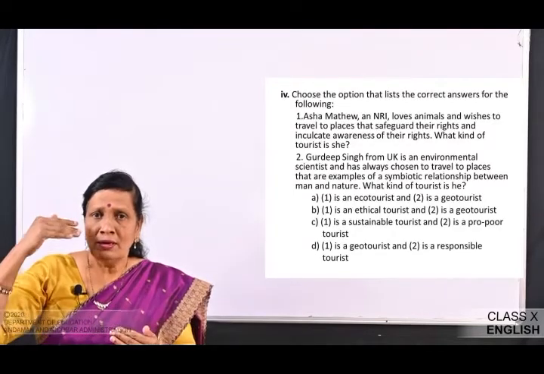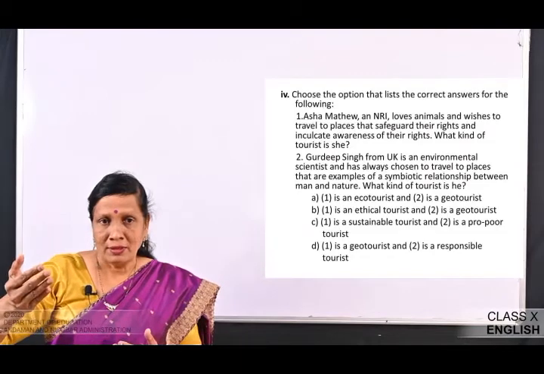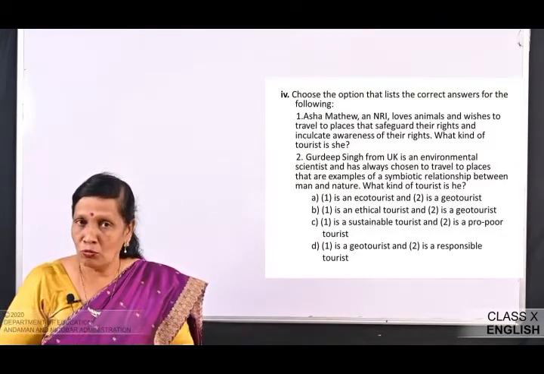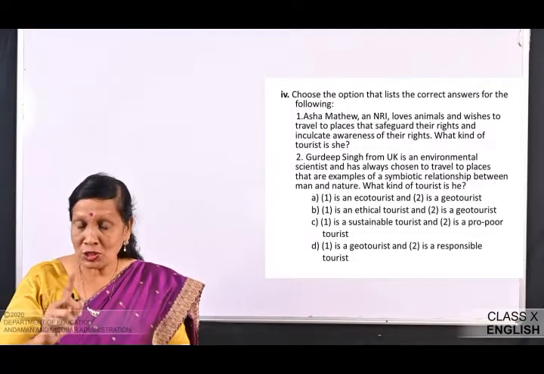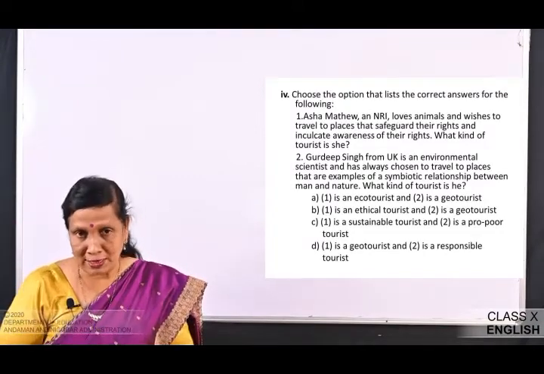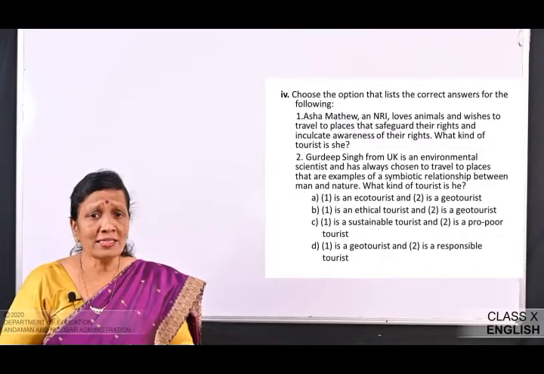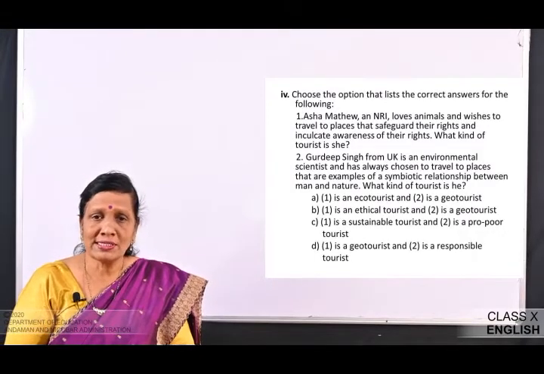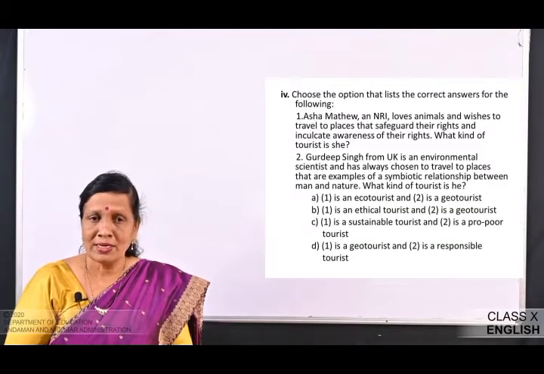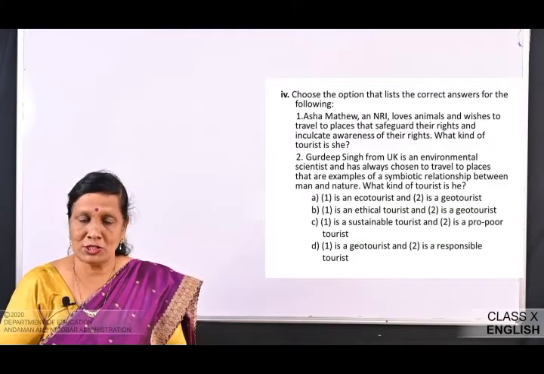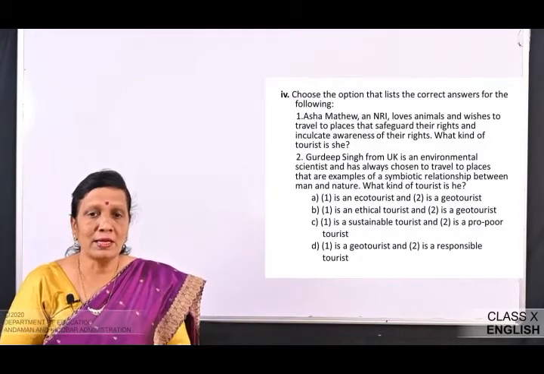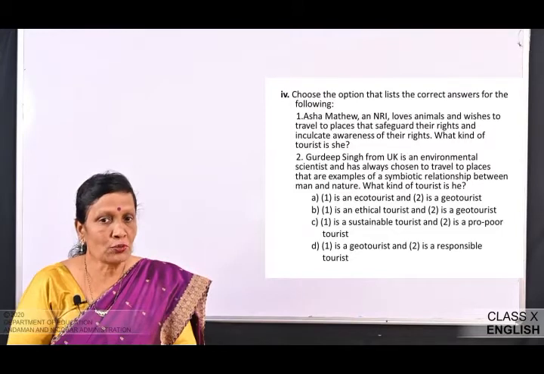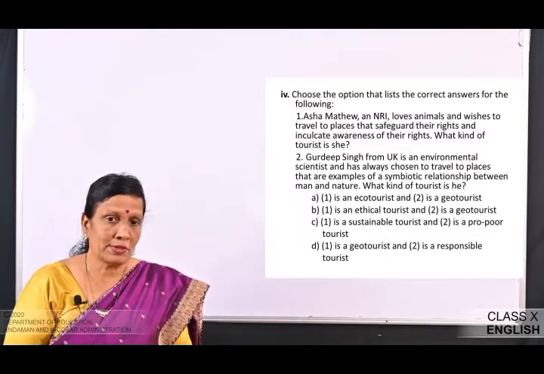So, children, we had seen in the passage the definition of different types of tourism was given, isn't it? So, you need to go through all those definitions very carefully and answer the question. The first option is an eco-tourist and is a geotourist, is an ethical tourist and is a geotourist, is a sustainable tourist and is a pro-poor tourist, is a geotourist and is a responsible tourist.